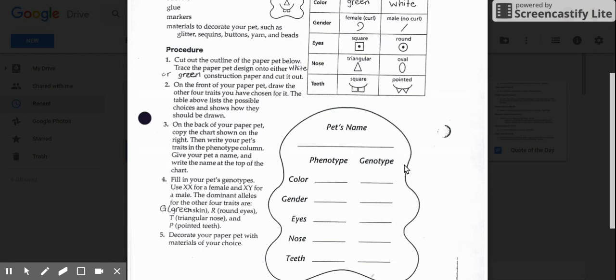If you're unsure of what it should look like, there are examples of projects from previous classes up front. Use those to assist you.